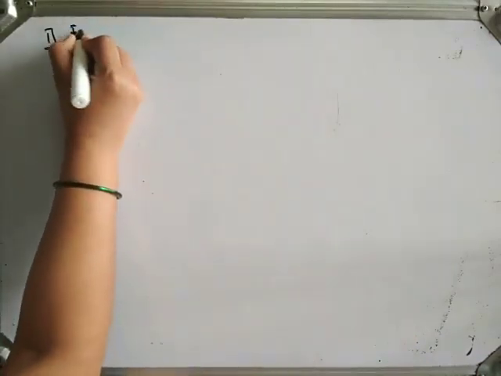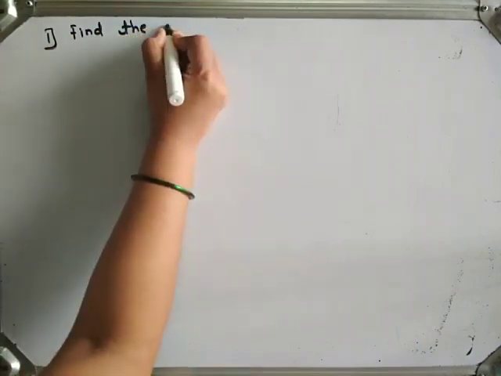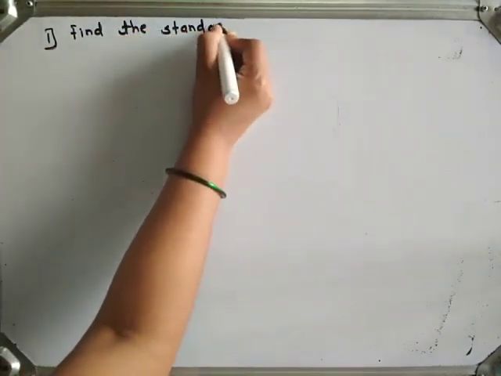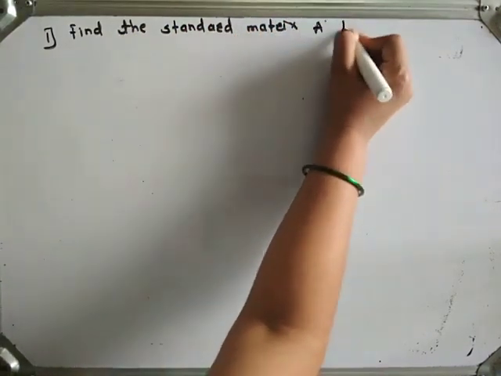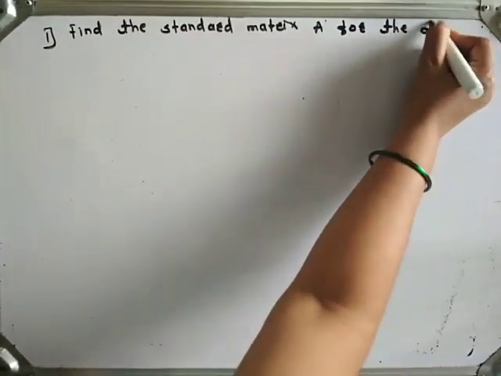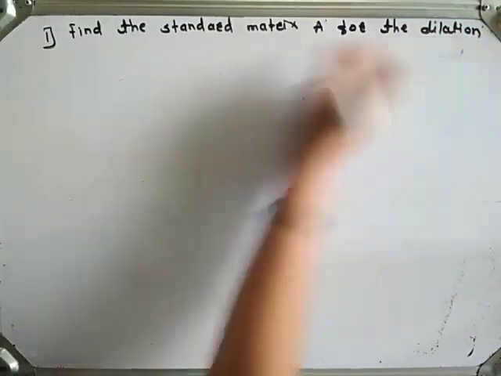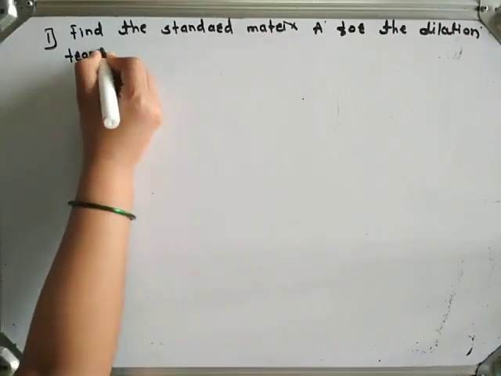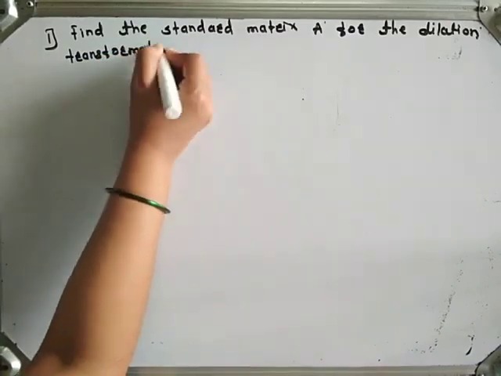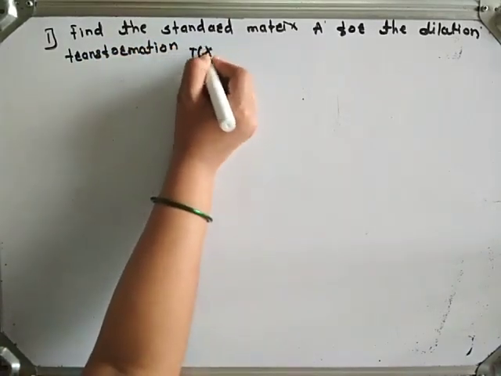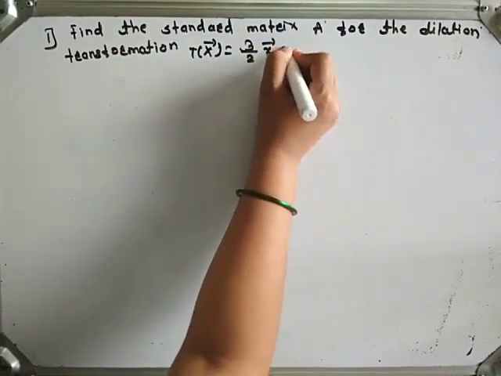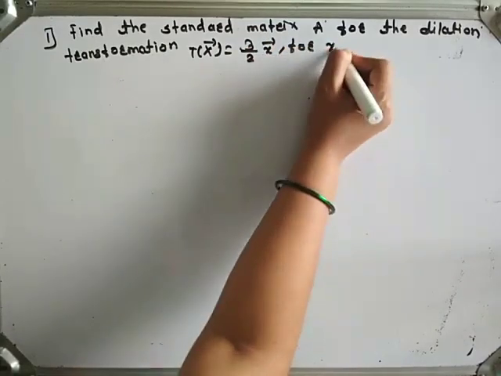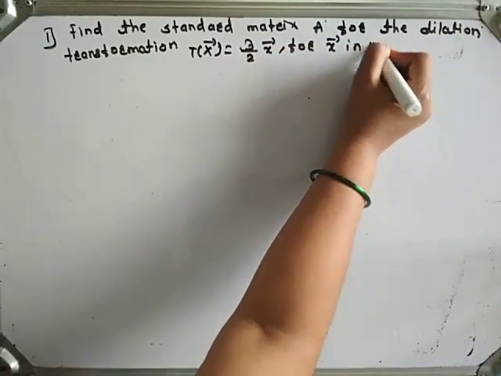Let us take some examples. First example is, find the standard matrix A for the dilation transformation T of x bar is equal to 3 by 2 into x bar for x bar in R2.